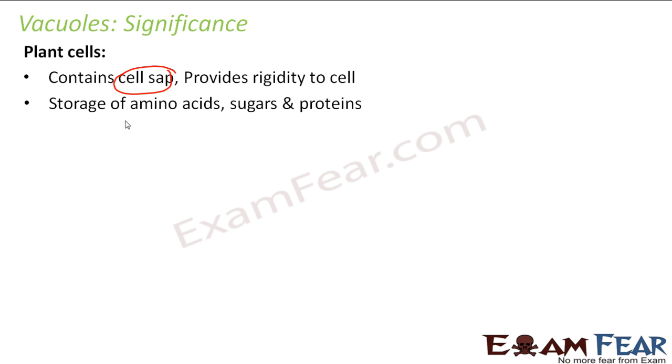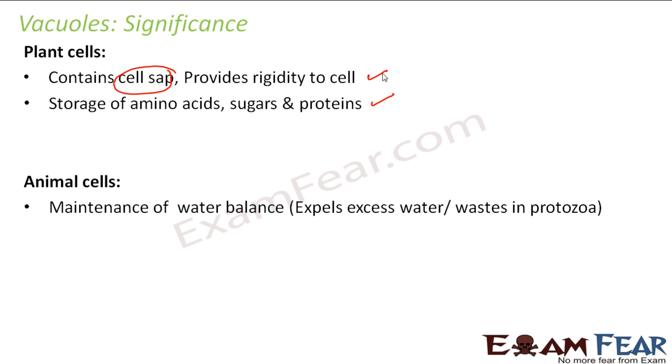It also helps in the storage of amino acids, sugars and proteins. As I mentioned before also, the more organelles you have to store things, the better it is. So again, this is another organelle which helps in storage of amino acids, sugars and proteins. Now what is its purpose in animal cells? Maintenance of water balance. For example, it expels excess water or wastes in protozoa.